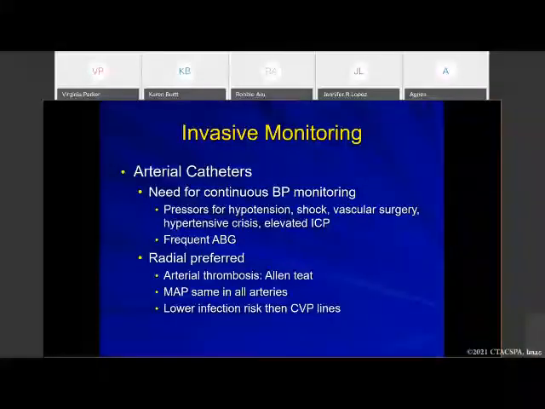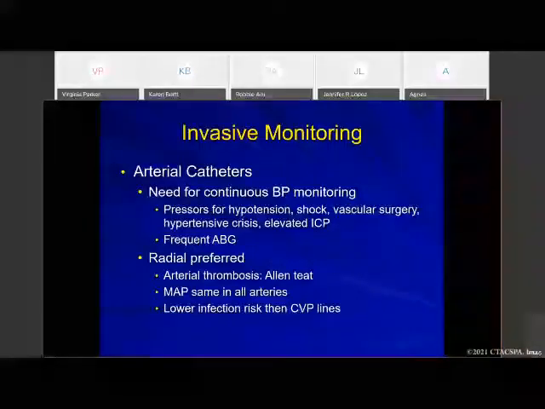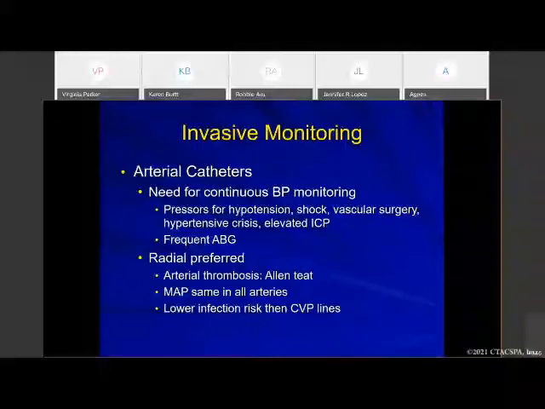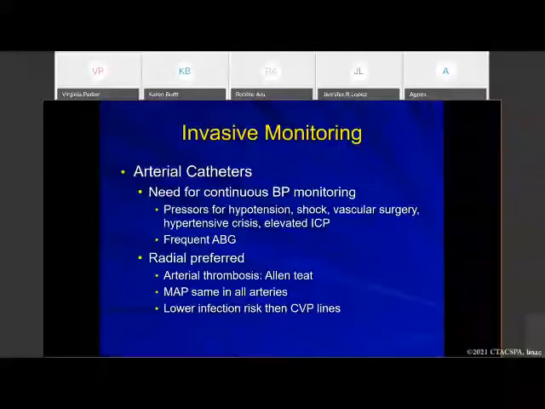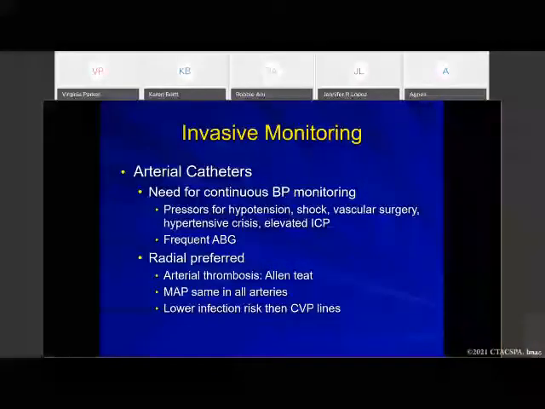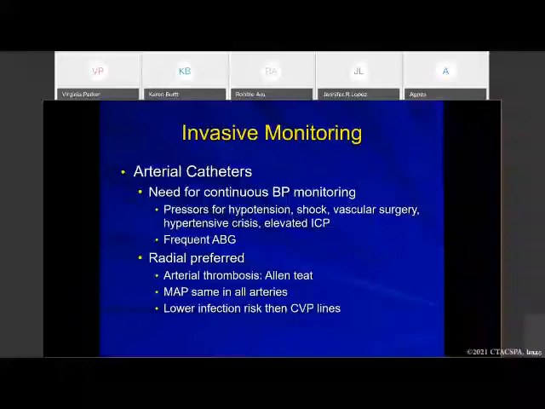So arterial catheters are used for continuous blood pressure monitoring, and definitely if you're on pressors, or if you need frequent ABGs. Basically, that is a good reason to have an arterial line, and the radial is preferred. You want to make sure that you do an Allen test. You want to document it, because I have seen patients that have lost half their hand because they don't have a competent arch in their hand, and so you want to document that you did it, because people actually can lose half their hand, their thumb and their index finger.